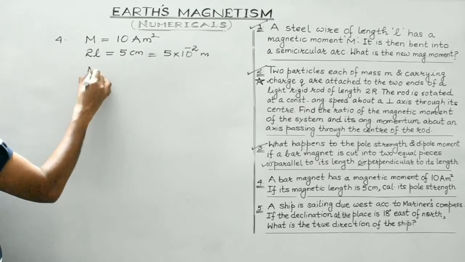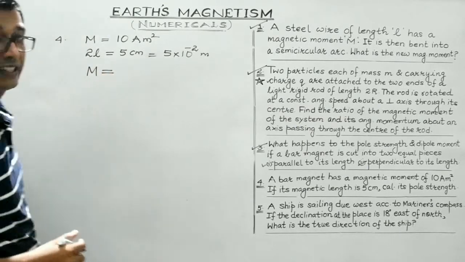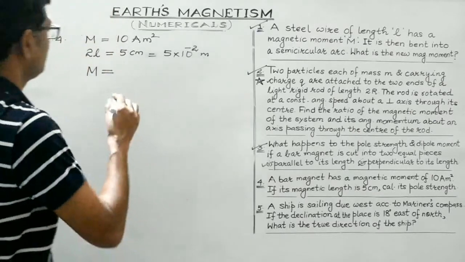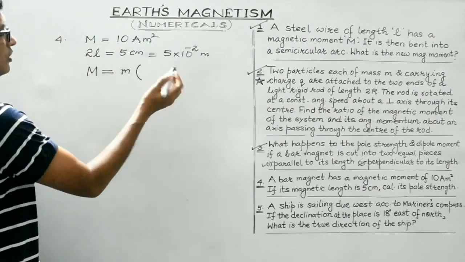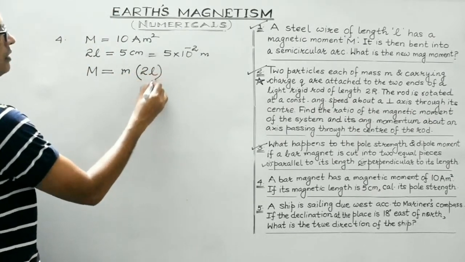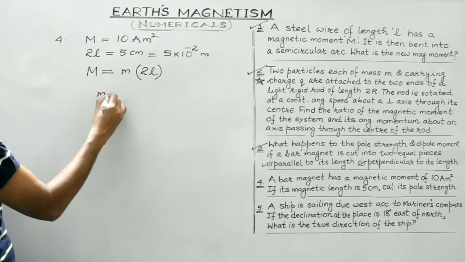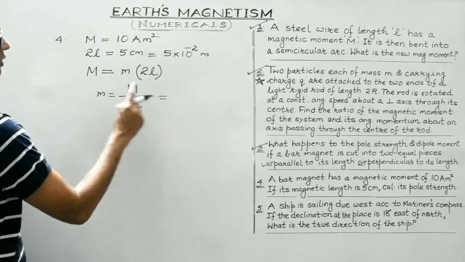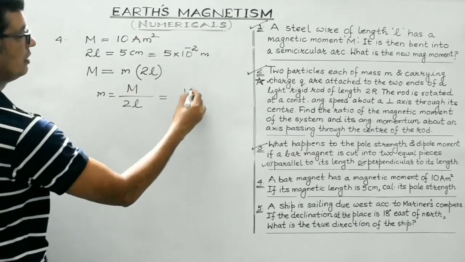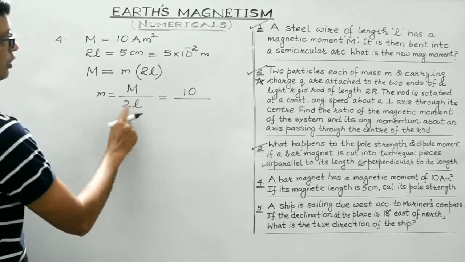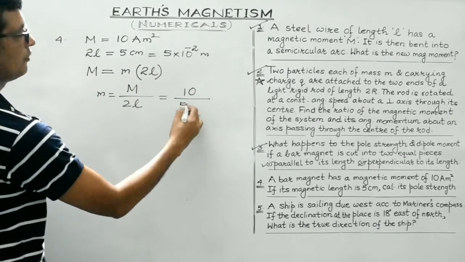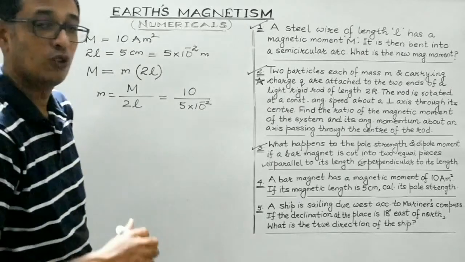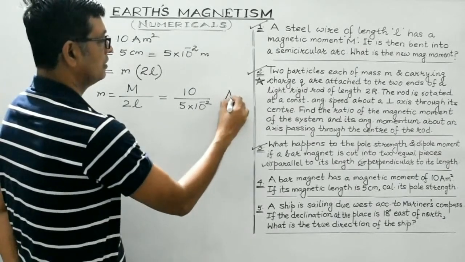So the formula is, the magnetic moment of a magnetic dipole is given by the product of the magnitude of either of the pole strengths and the distance between them, which is the magnetic length. So pole strength would obviously be given by m divided by 2L. The magnetic moment is 10 in SI. 2L, the magnetic length, is 5 into 10 raised to the power minus 2. And the SI unit of pole strength is ampere meter.